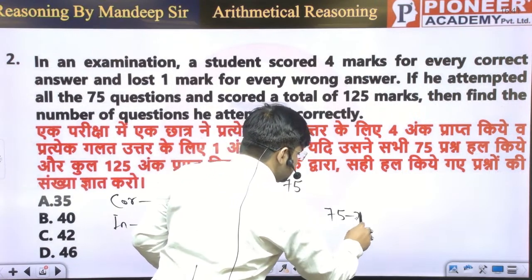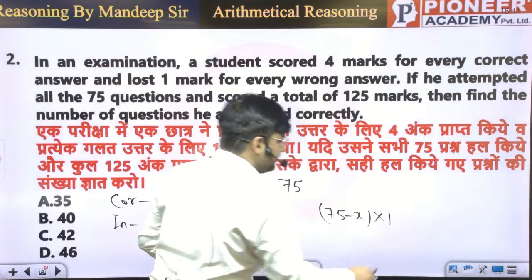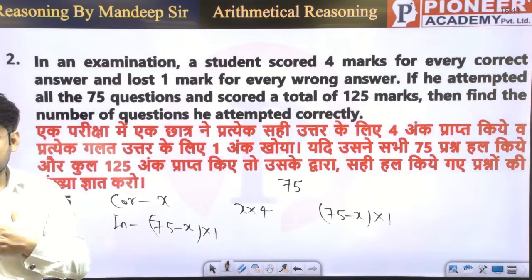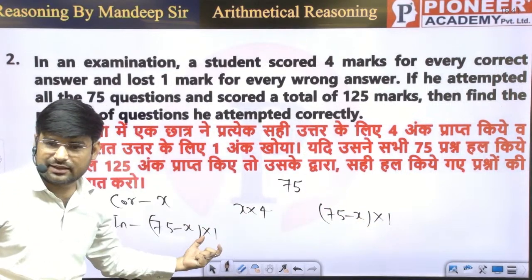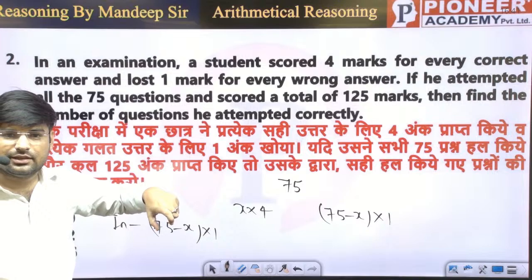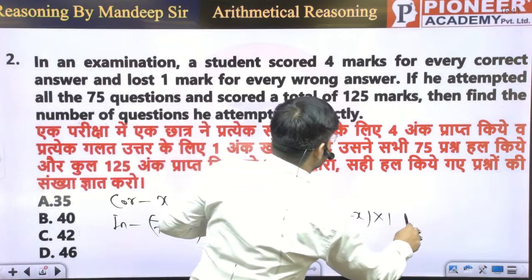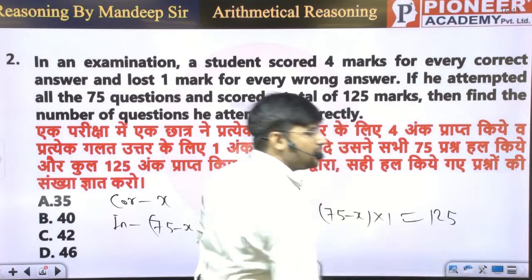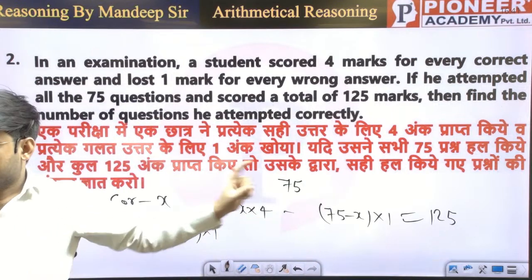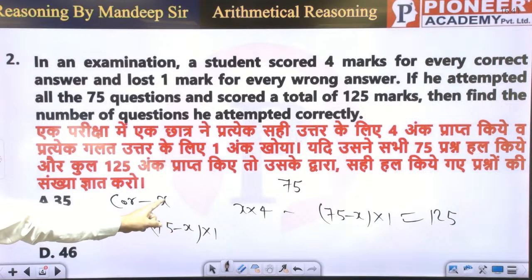75 minus x into 1. If we subtract, minus marking in the unmarking, we get all the numbers, which is 125. It's a mathematical equation. Is it clear? Any doubt?